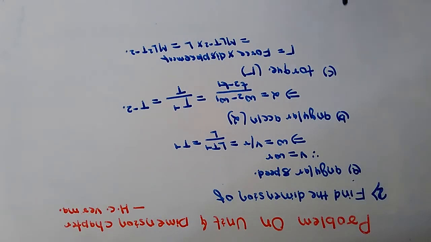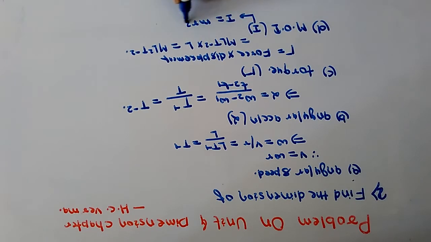And the last one is to calculate the dimension of moment of inertia. Moment of inertia is denoted by I, and the formula of moment of inertia is m r squared. m is mass, having a dimension of M, and r is distance, so r squared has a dimension of L squared. So this will be the dimension of moment of inertia, ML^2. Okay, this was the second question.